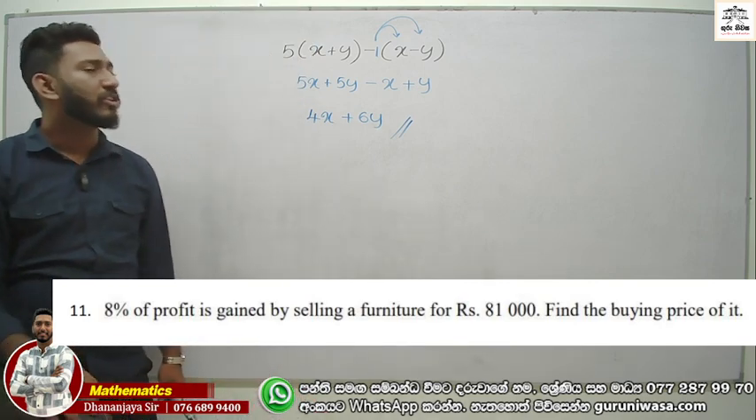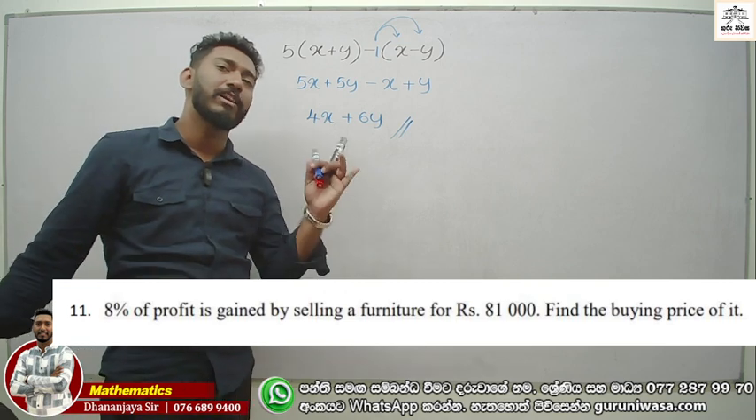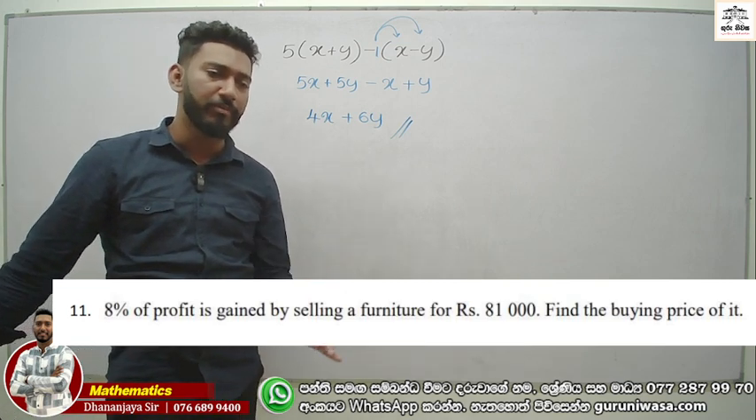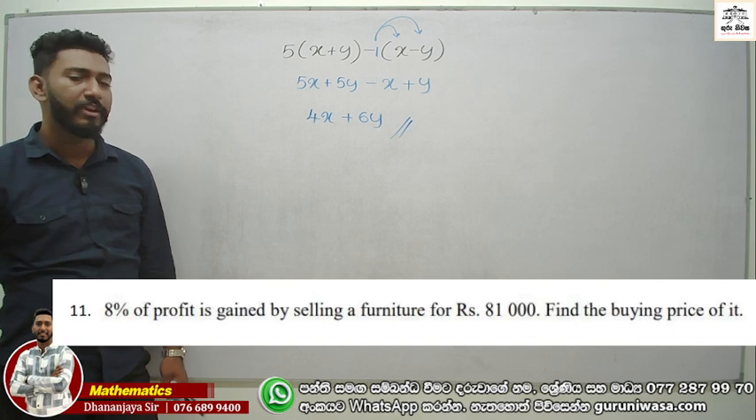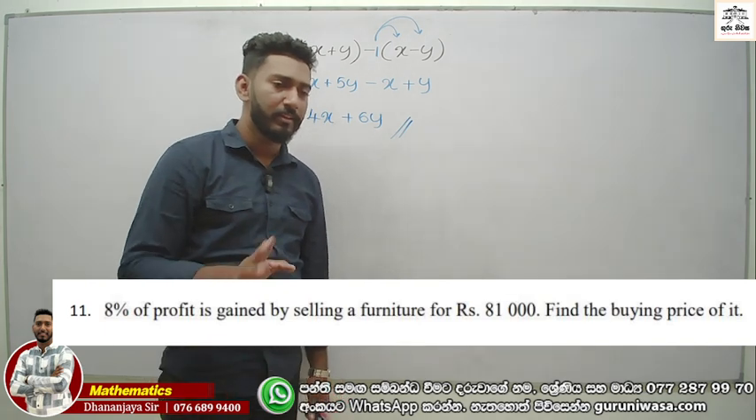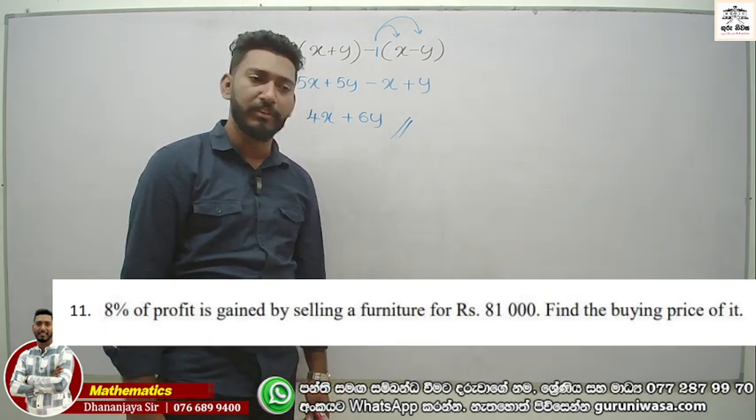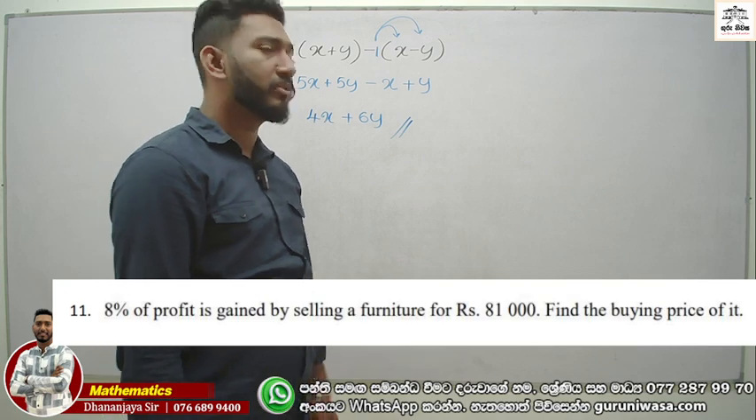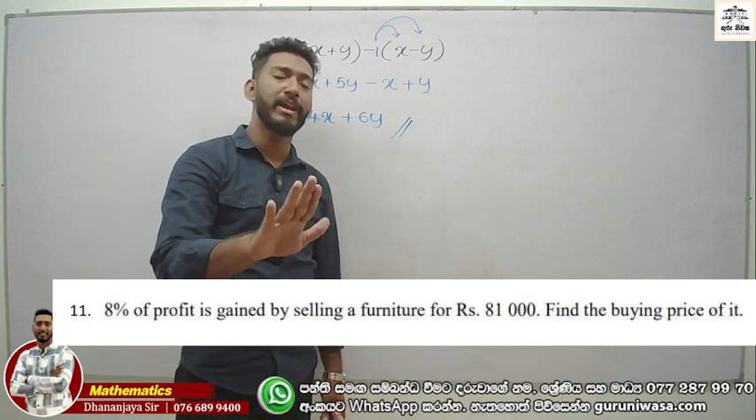Again, question number 11 is relevant to percentages, but this was about profit, right? A very important question type, right? It's a reversal thing. The selling price is 81,000 with a profit. Now the question is to find the buying price.